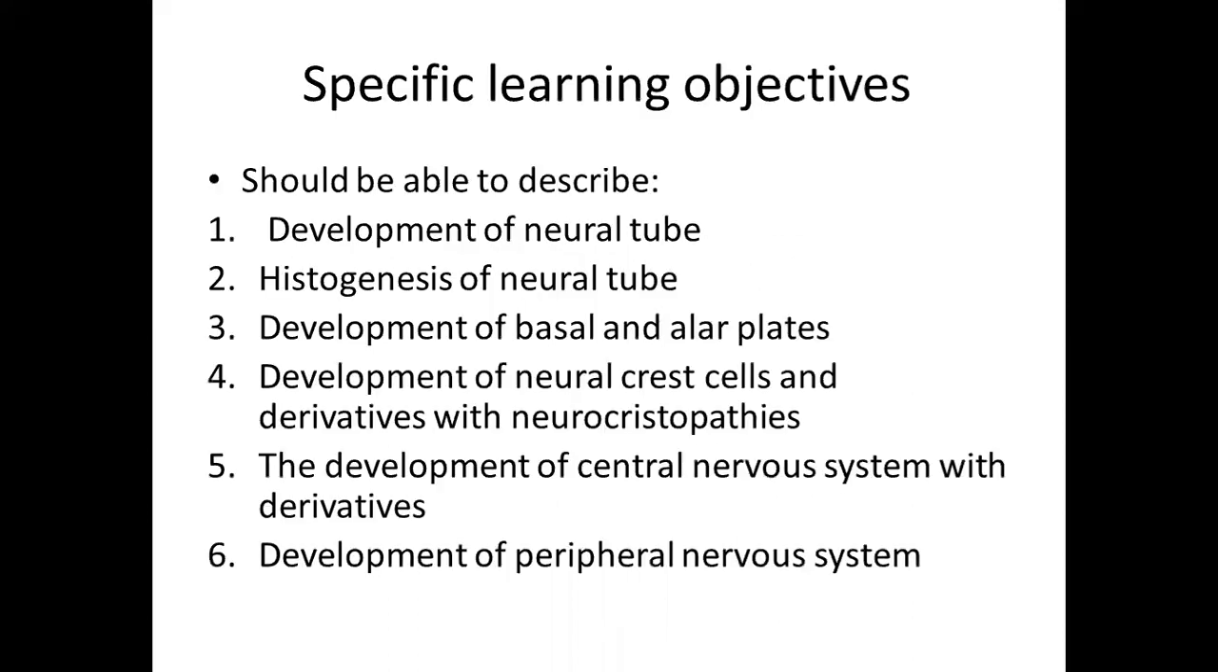So your specific learning objectives are: you should be able to describe the development of the neural tube, then you should be able to describe its histogenesis, then you should be able to describe the development of basal and the alar plates. Then you should be able to describe the development of neural crest cells and their derivatives with the neurocristopathies. And this is the only repeatedly asked question in all of your exams. Then the development of central nervous system with its derivatives, the development of peripheral nervous system and their related anomalies.